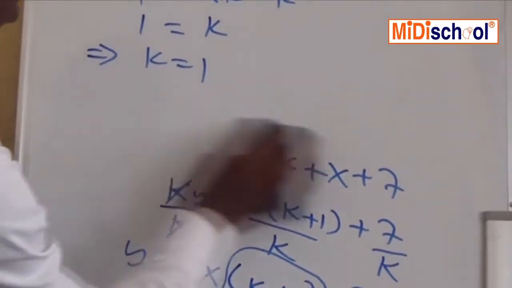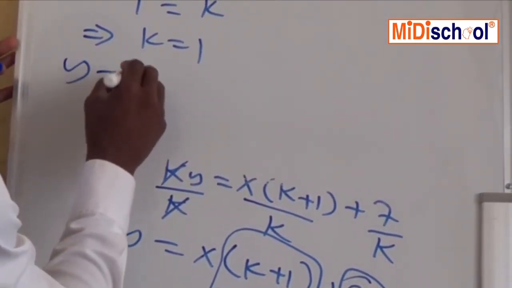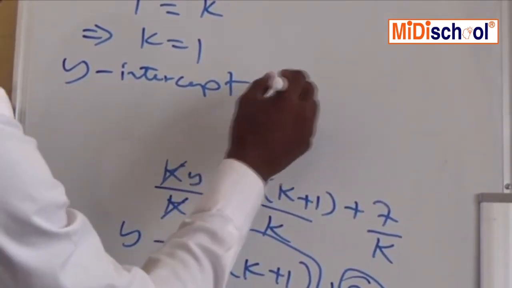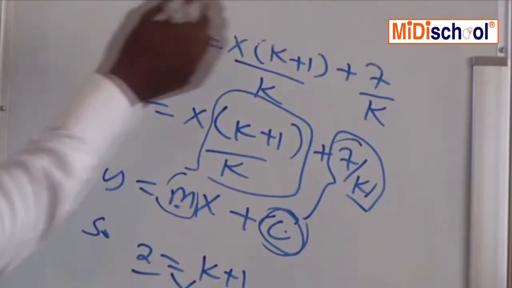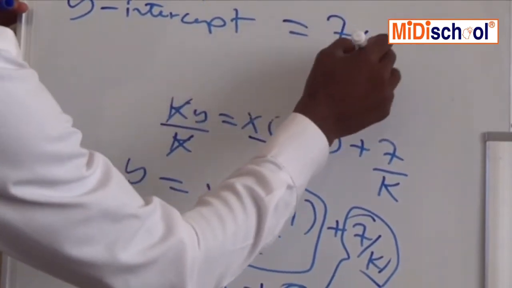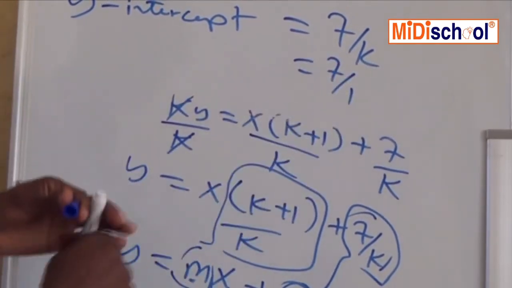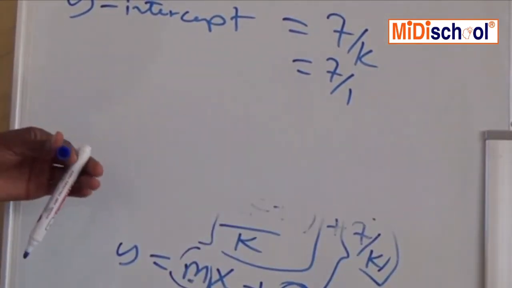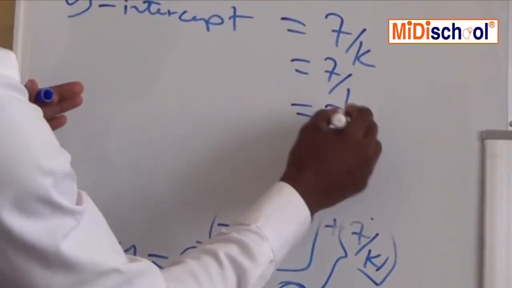So the y-intercept is obtained when x is equal to 0. That means it's just the value of c, which is 7 over k. So here we can just say the y-intercept is equal to 7 over k, whereby k is equal to 1, so it is equal to 7 over 1. And by saying so, we can just say that the value of the y-intercept is equal to 7.